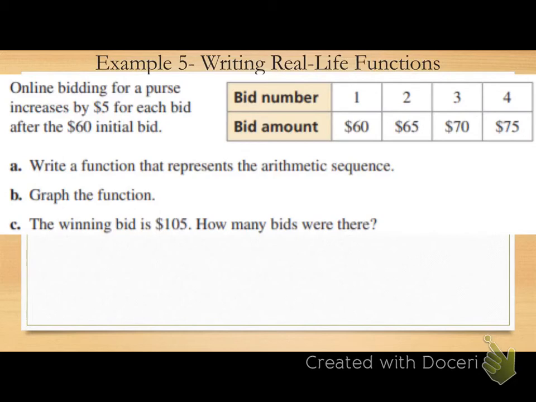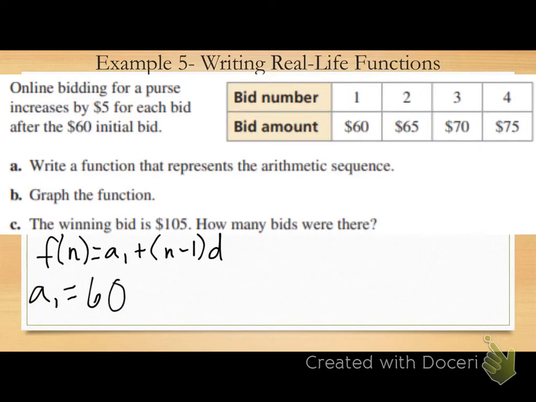Letter A, write a function that represents the arithmetic sequence. So, we're just using that formula again, except we're using the function notation version of it. So f of n instead of a sub n. Everyone good with that? So, what is the first term of my sequence? It is 60. That's the initial bid of $60. 60 is my first term.